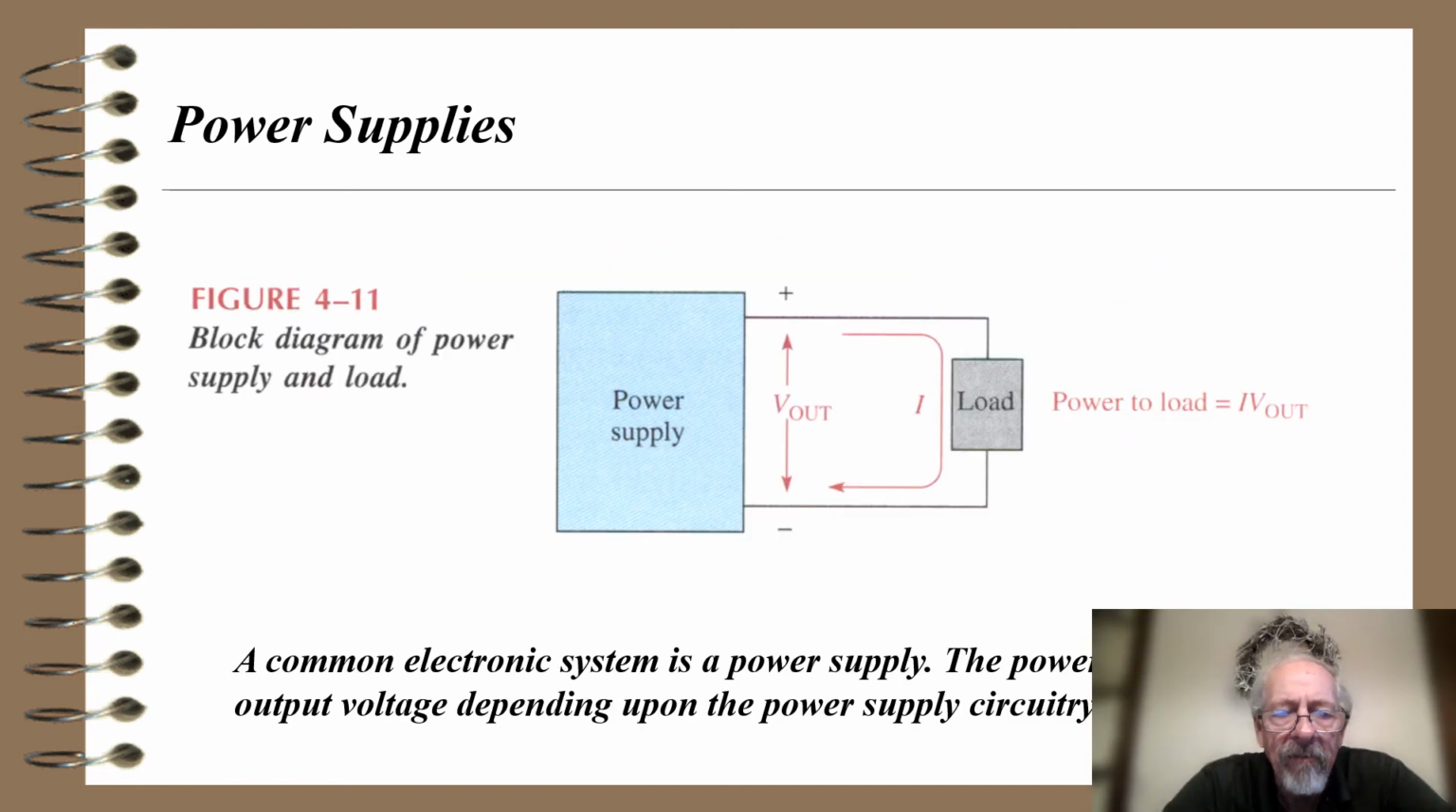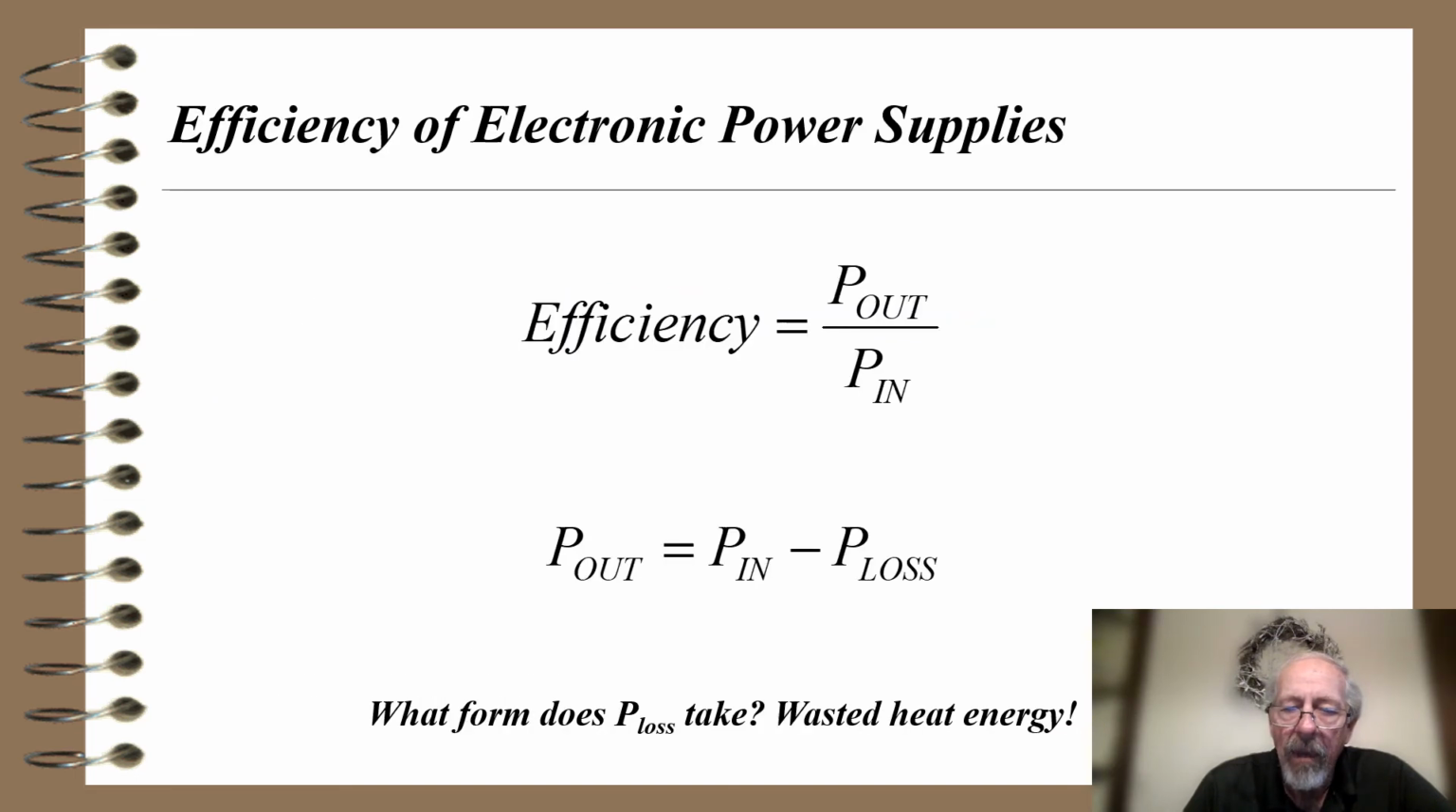This is picture 4.11, a block diagram of a power supply and a load. In this case, we don't show a resistor, we just show a block we call the load, and we see the power supply has V out and there's a current flowing. The current is shown as conventional current flow, that is plus to minus, not what really happens in nature. A common electronic system is a power supply. You'll find these in lab. The output voltage depends on the power supply circuitry, and most of these are adjustable to give you whatever voltage you want.